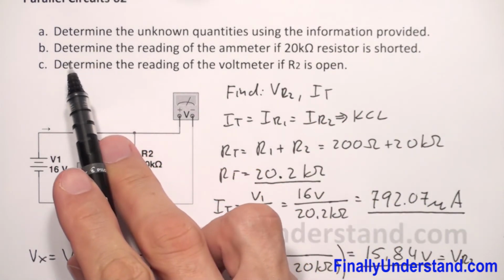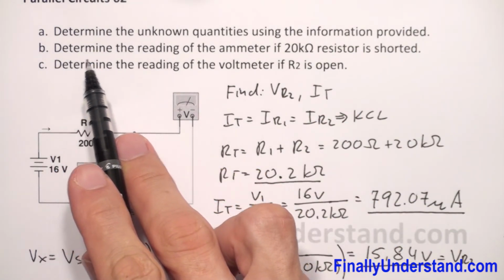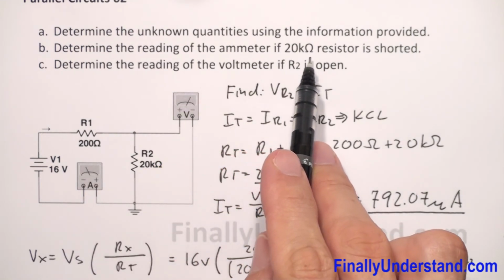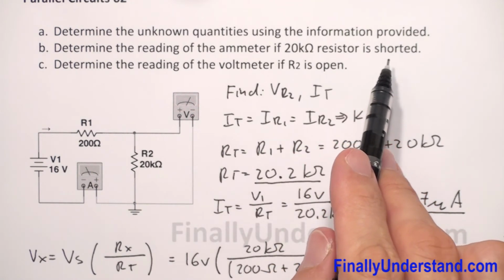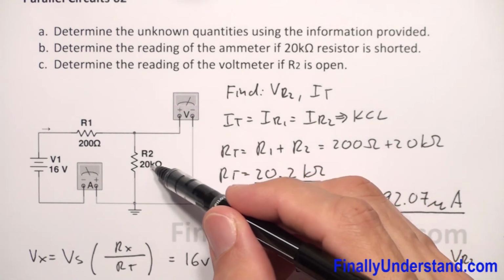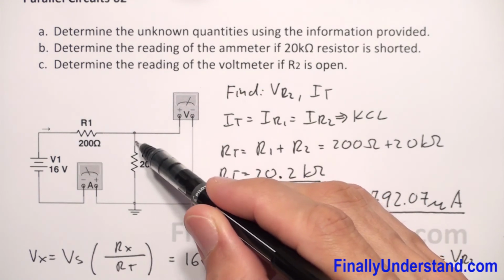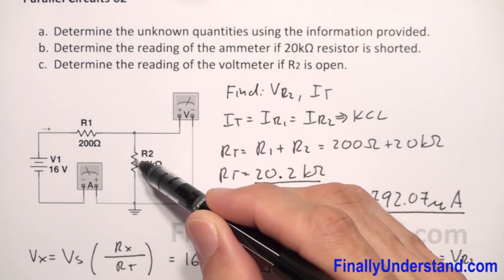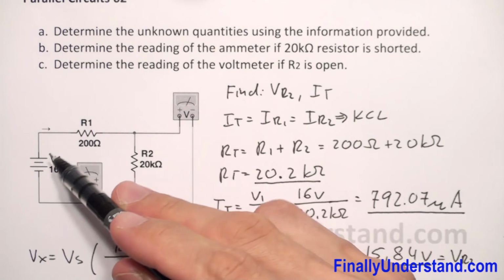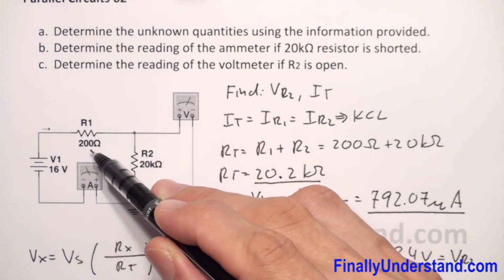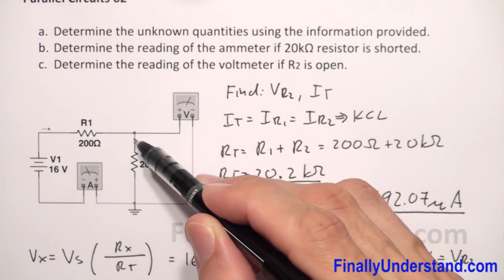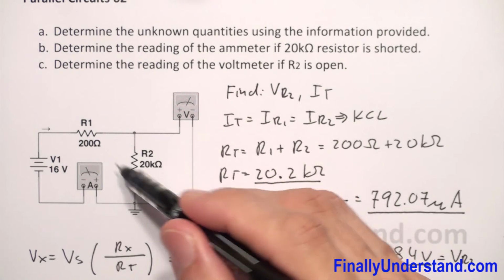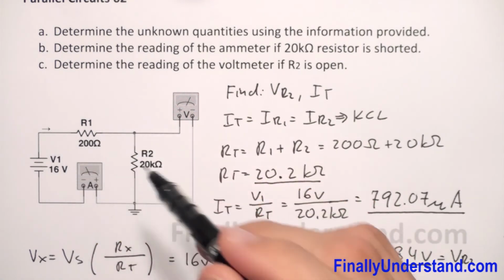Now we're supposed to go to part B. Determine the reading of the amp meter if the 20 kilo ohm resistor is shorted. Okay, if resistor R2, 20 kilo ohms, is shorted, this is like a piece of wire over here. So resistance is theoretically 0. So the total resistance of my circuit is going to be simply 200 ohms, because this is just a piece of wire, because the resistor is shorted.